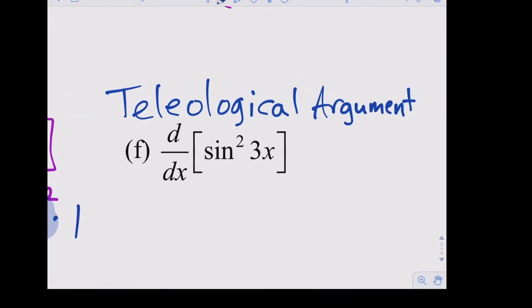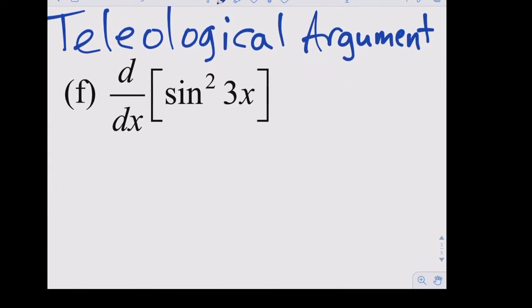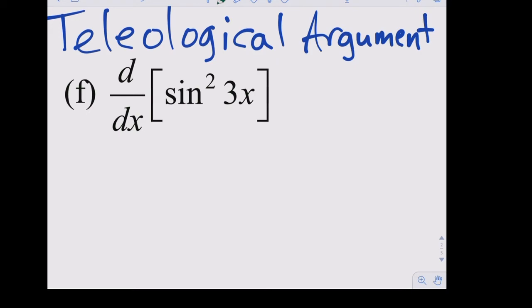How does it all just work out? Okay, look at this one. The derivative with respect to x of sine squared of 3x? No, of 3x. Is that going to require the chain rule? Yeah. How many layers do you see? Maybe two obvious layers. I don't know.